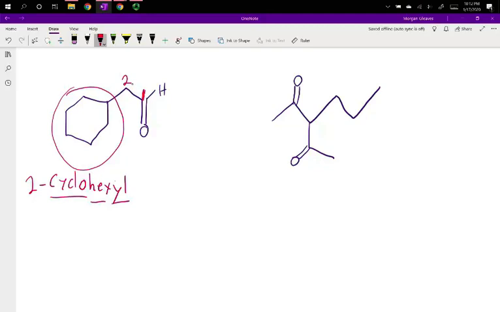So we have a 2 carbon main chain with a ring of 6 carbons as a subgroup. Well, if I have a 2 carbon main chain, that is an eth. The carbon bonds are single, so it is an ethane. And it is an aldehyde, so it is an ethanal. Transport that down here. Ethanal. So a 2-cyclohexyl ethanal.